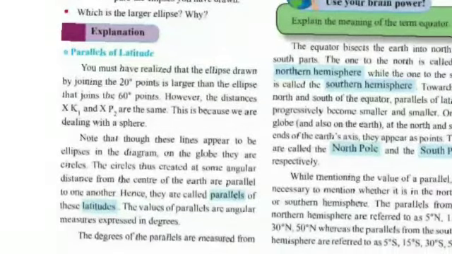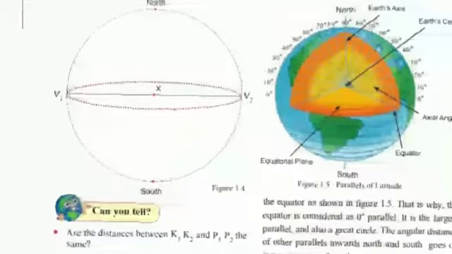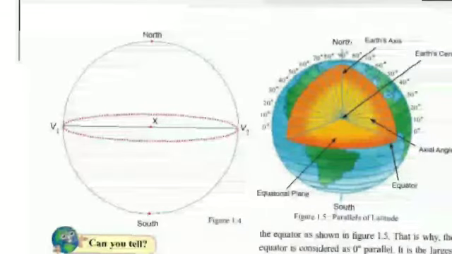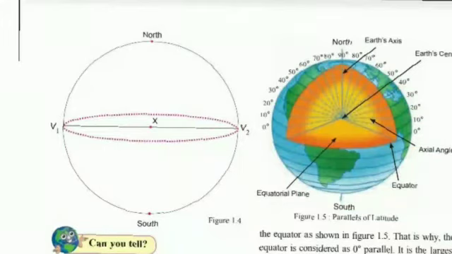Next now, parallel of latitude. So students, you must have realized that the ellipse drawn by joining 20 degree points is larger than the ellipse joining the 60 degree points. However, the distances XK1 and XK2 are the same. This is because we are dealing with a sphere. So we can see here XV1 and XV2.